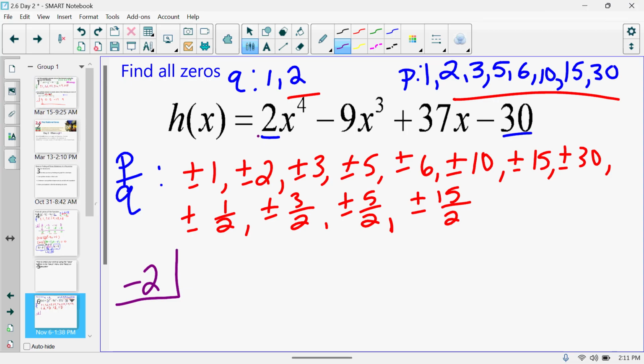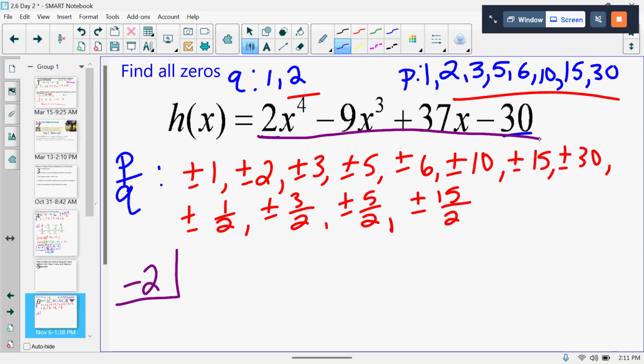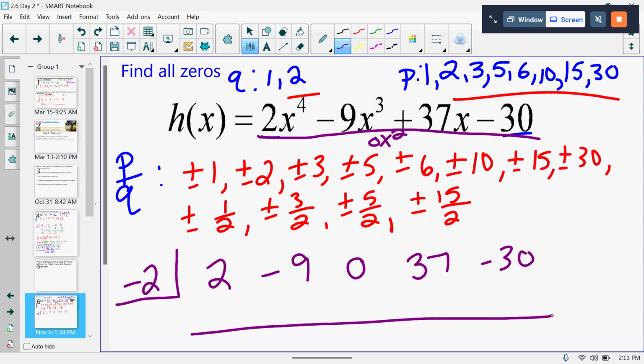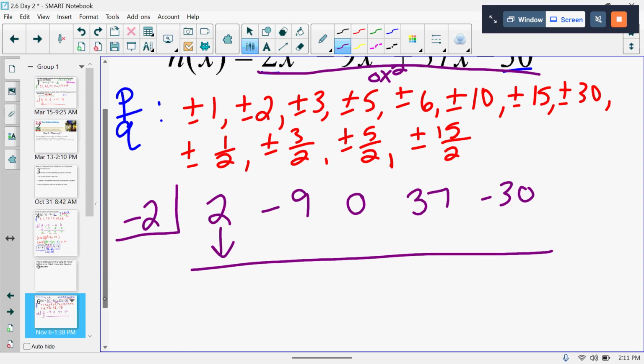Guys, when you lay out these coefficients, be careful because x squared is missing in here. So you're going to need a 0, right? So 2 for x to the 4th, -9, 0 for the x squared term, x term, constant term. Go ahead and do your synthetic division here and see what you get.